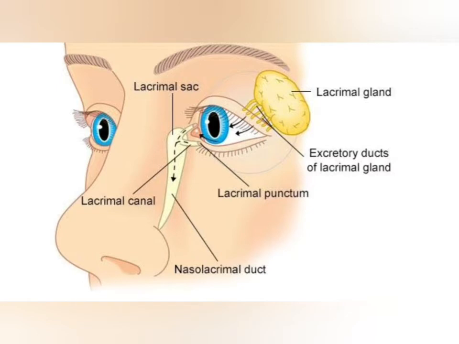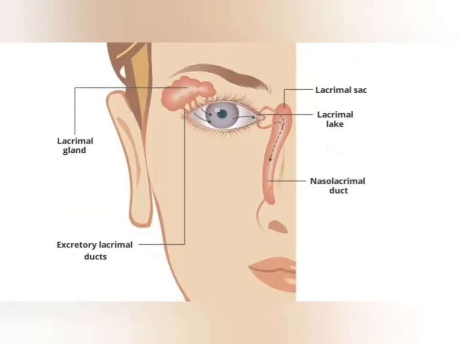If we move to the nasolacrimal duct, this is the nasolacrimal duct, this is the lacrimal sac, and this is the nasolacrimal duct. It is the end part which carries the tear from the lacrimal sac and helps to drain the tear through the meatus.